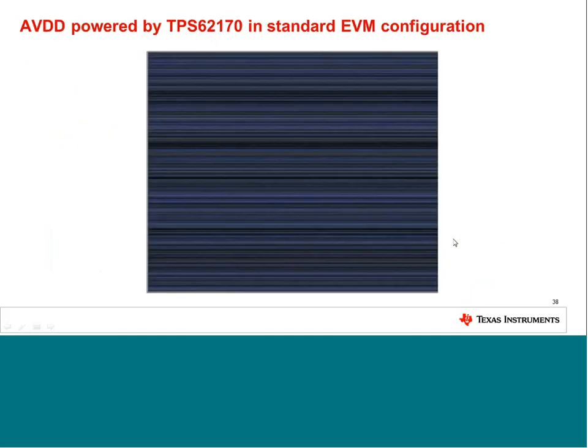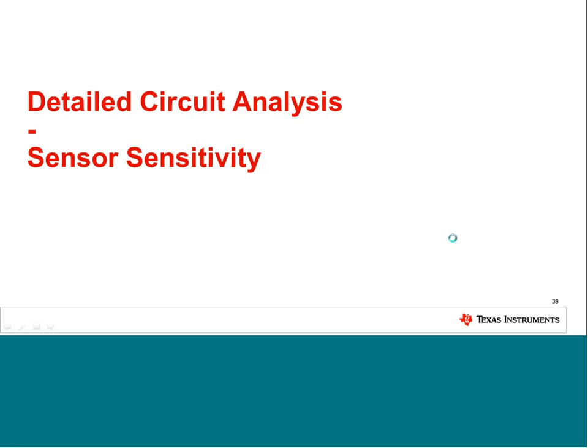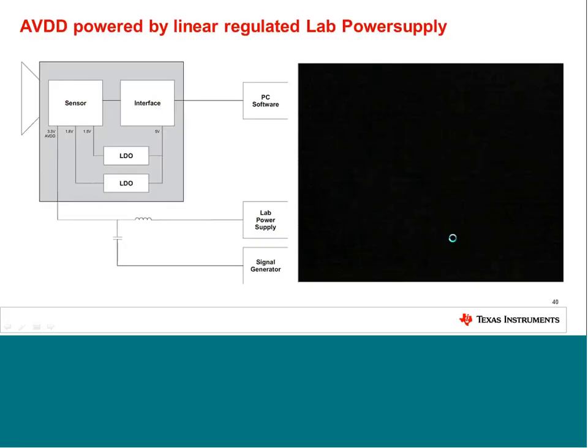If you power the camera directly with the default configuration of 62170, you see the result. This is not what you want, so you have a lot of noise in the picture. And if you look at the sensor, there's another experiment here.